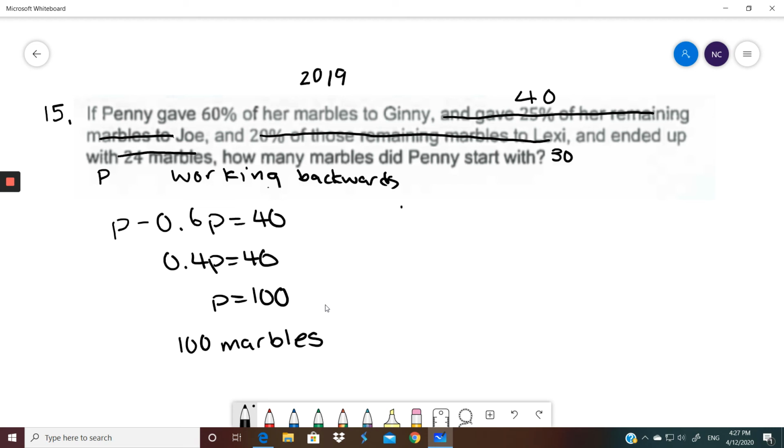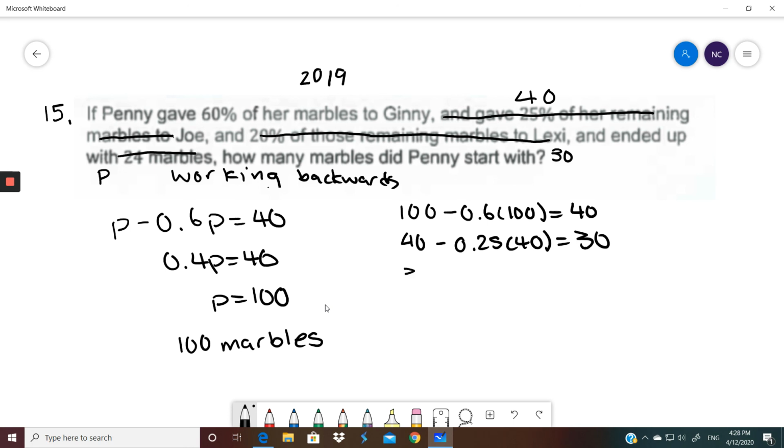So if you start with 100 and you subtract 60% of 100, then you end up with 40, which is the amount she had after she gave to Ginny. And then if you subtract 0.25 of 40, then you get 30, which is how many she had after she gave to Joe. And then finally, if you subtract 0.2 of 30 from 30, then you end up with 24 marbles, which is what Penny ended up with.